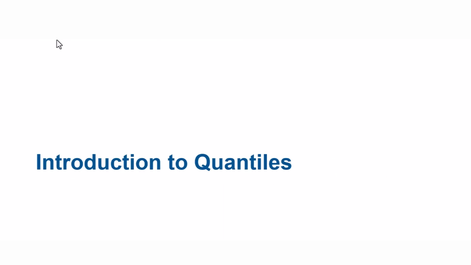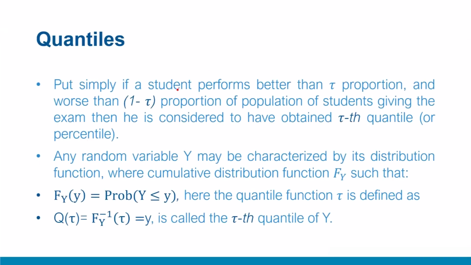In this video, we'll briefly introduce the concept of quantiles. Simply put, if a student performs better than tau proportion and worse than 1 minus tau proportion of students giving a particular exam, then he or she is considered to have obtained tau-th quantile marks. So if it is above 99% and below 1%, then you will call it 99th percentile. This is also expressed in terms of quantiles.